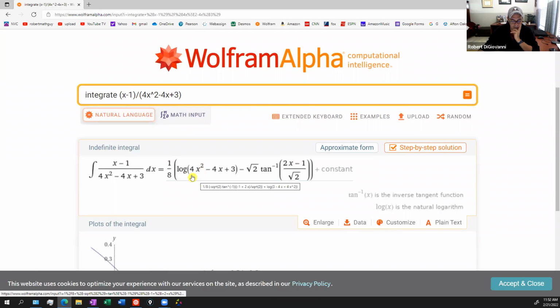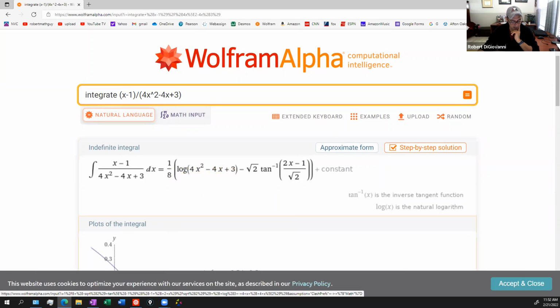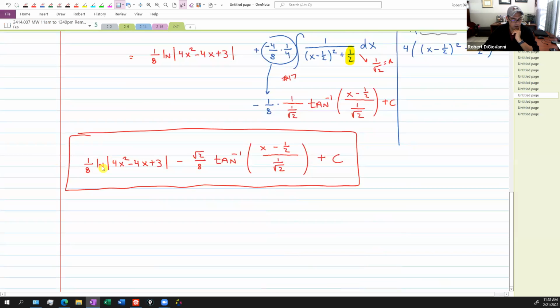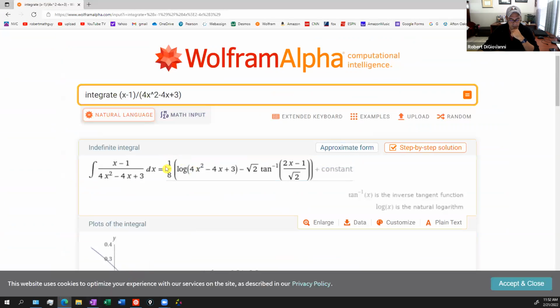Well, this is it right here. So now they use log instead of natural log. In Wolfram, log is natural log, which is weird, I know. Let's not think about that too much right now. So 1/8 natural log of this. That's what we got, right? That first part, we got 1/8 natural log of all that stuff. Okay, we got that. And then if you distribute this 1/8 through here, you'll get -√2/8 inverse tangent of this.